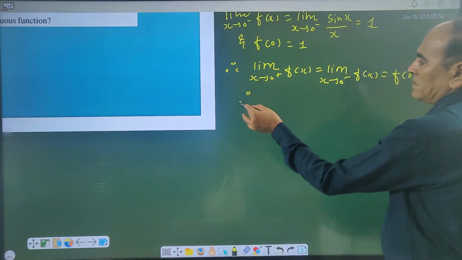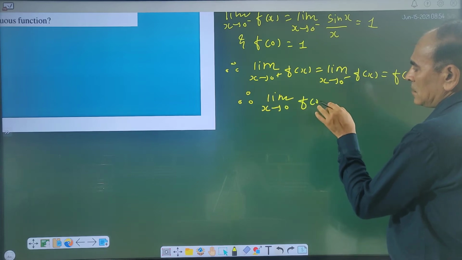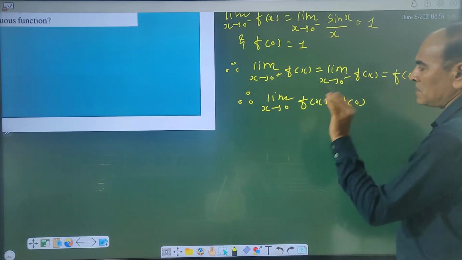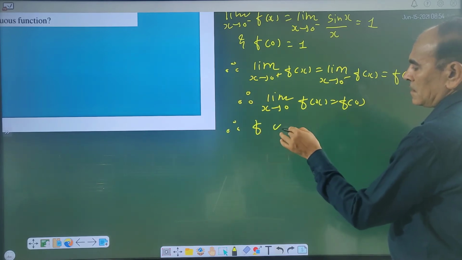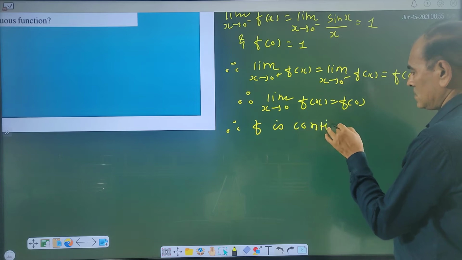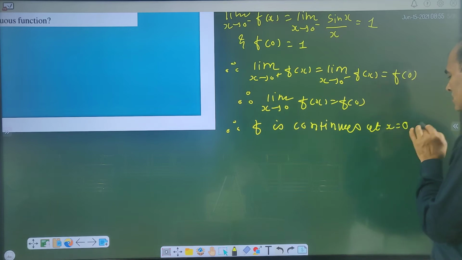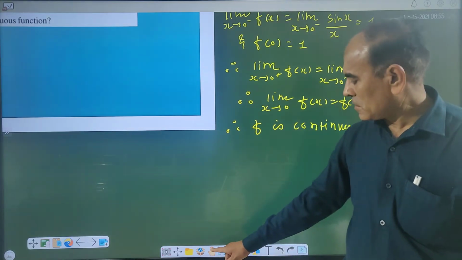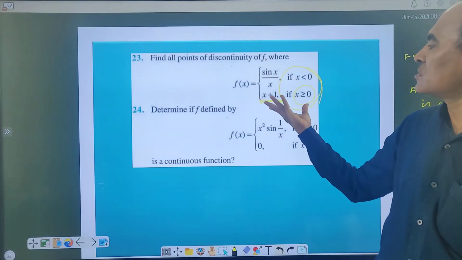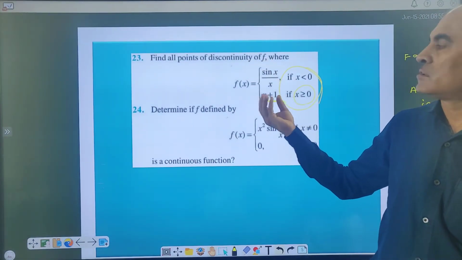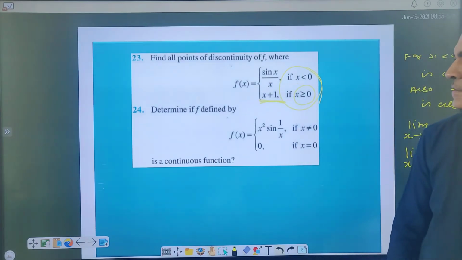So if you want to write one column, you can write it here also. Therefore, limit x tends to 0, f of x is equal to f of 0, and then f is continuous and then is equal to 0. What we want to prove? Find all points of discontinuity of the function. This one is continuous for all x belongs to I. So there is no point of discontinuity.